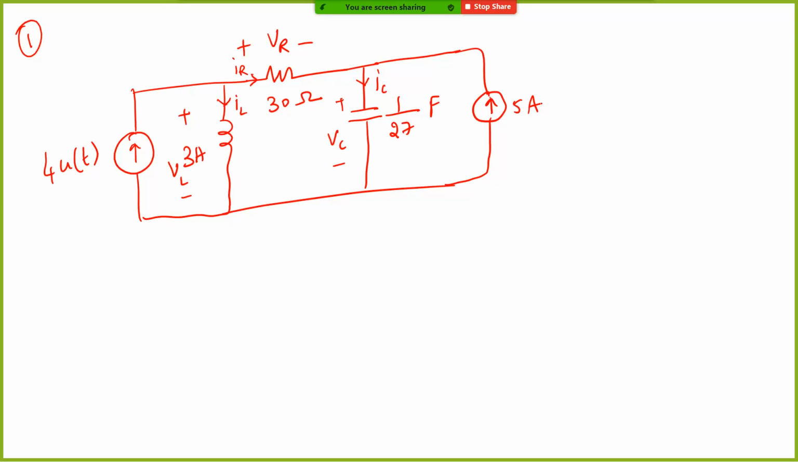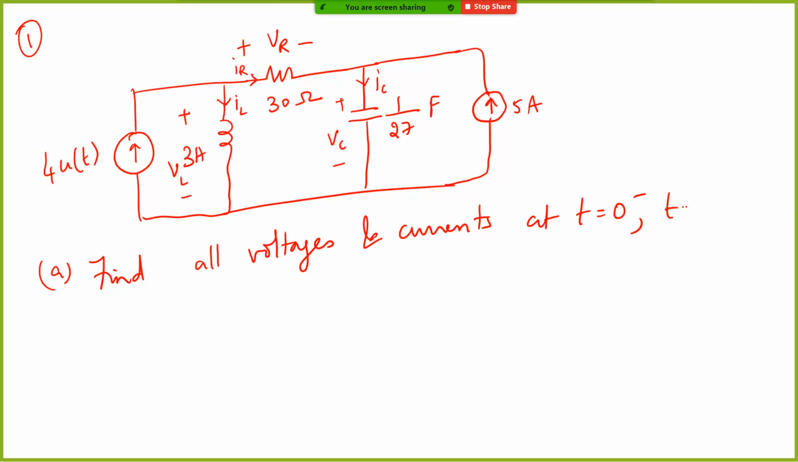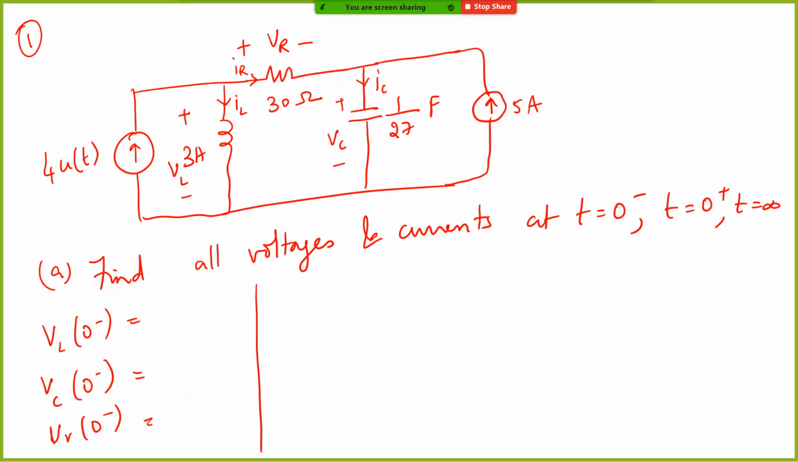Okay, so now the first part is, let's say, find all voltages and currents at t equal to 0 minus, t equal to 0 plus, and t equal to infinity. So shall we do that? So what is VL of 0 minus, VC of 0 minus, VR of 0 minus? Let's also find out IL of 0 minus, IC of 0 minus and IR of 0 minus.